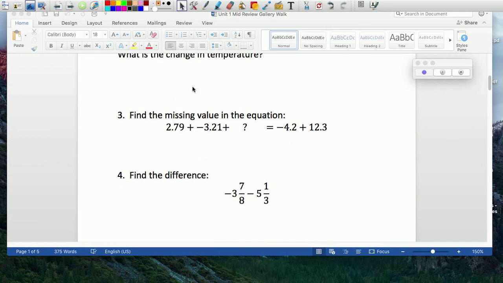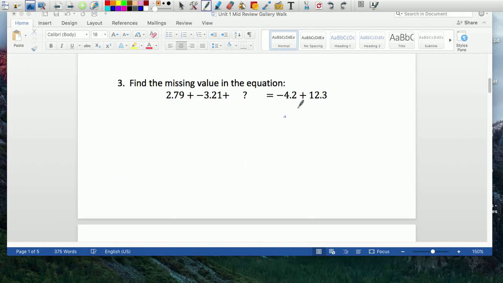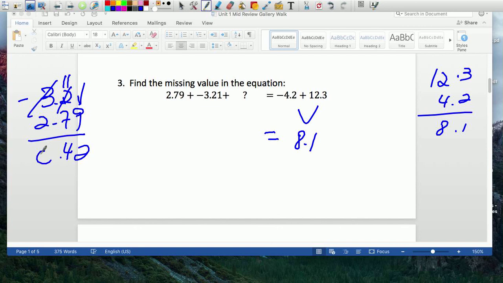So over here we're looking for the missing value in the equation. Let's do this, 12.3, 4.2, you get 8.1, so I know this is equal to 8.1 positive. Over here I have 3.21 negative and 2.79. Borrow becomes 12, 11, 2. So this is equal to 0.42 negative. So what do I need to add to this so that it equals 8.1? Well, so that's going to be 8.5. Give me a second.